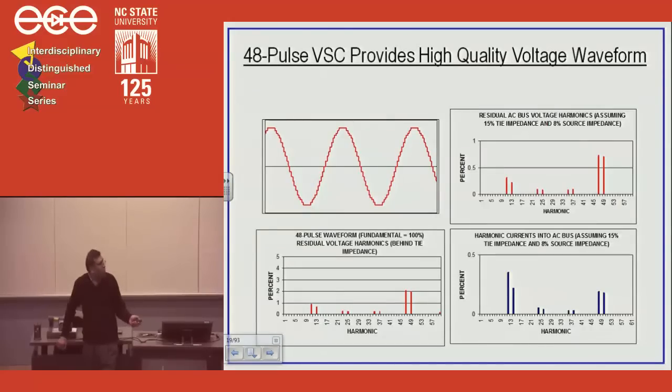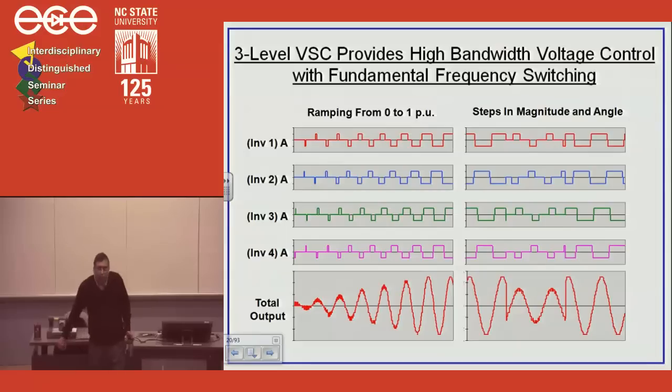So this is a waveform of what these things look like. Now, another interesting thing is that because we are trying to build these high power voltage source converters, one might think that we really don't need the high bandwidth. So what does bandwidth mean? Bandwidth means the speed at which we can change our voltage or the phase of the voltage, right?